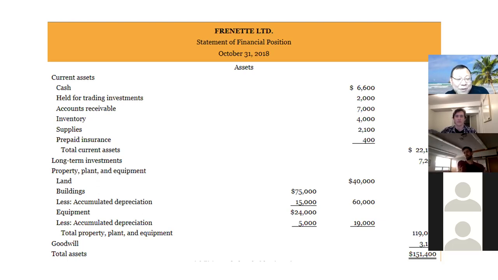And if you move on to see the buildings, buildings 75,000. This tells me that the company paid $75,000 initially to buy this building. How much is the building valued at now? 60,000. That's the carrying amount, the carrying value. Why is it lower than the original cost, 75,000? Because it's depreciated.